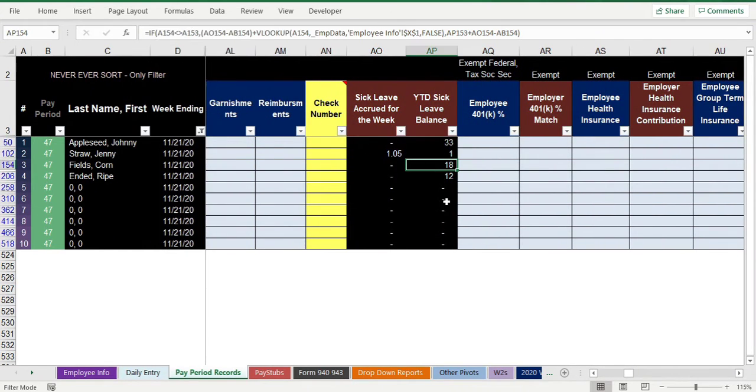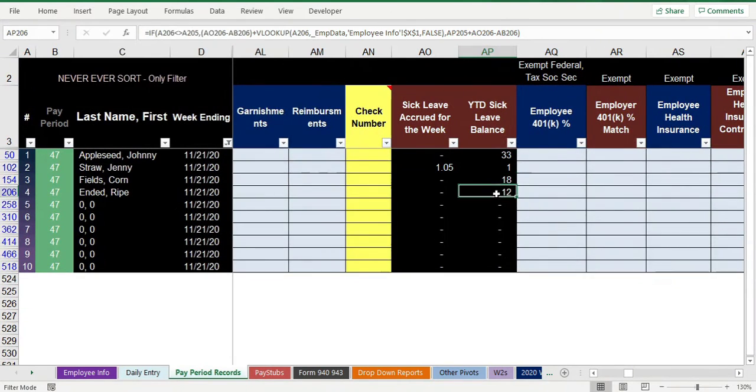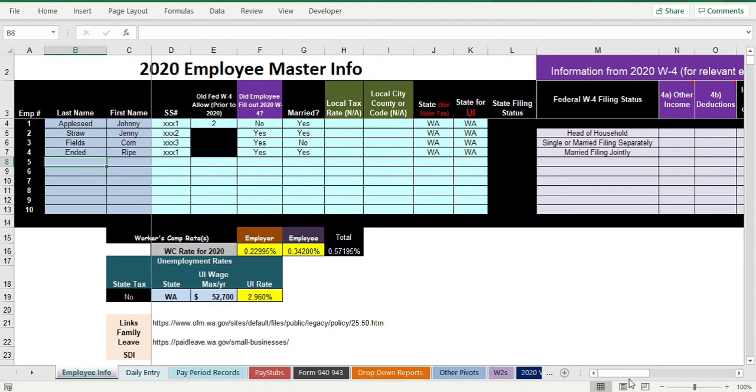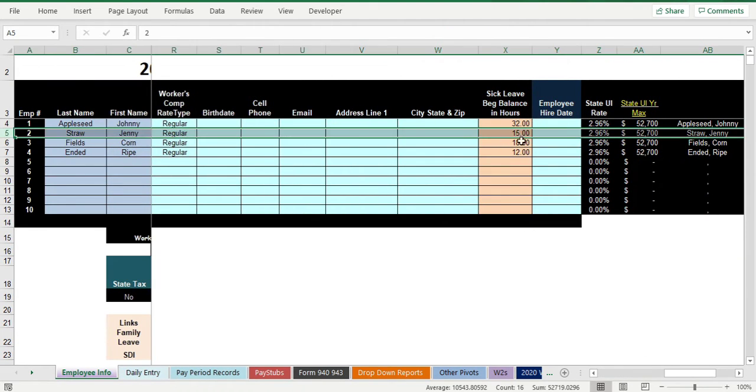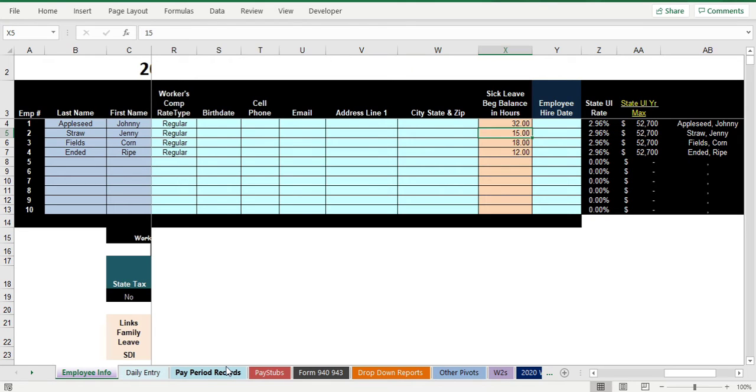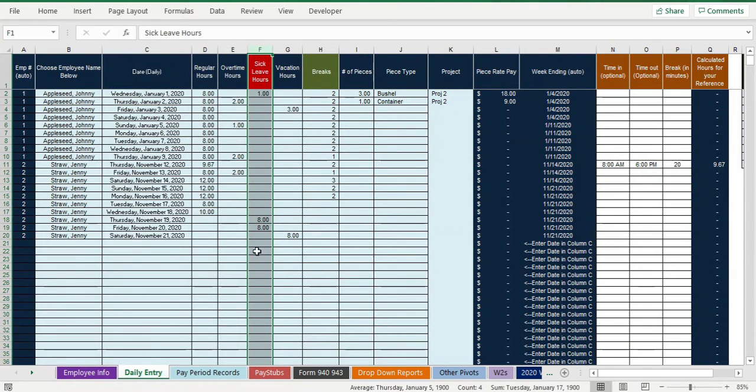Right here, it tells you the year-to-date sick hours that these people would have available. You want to see something funny? It says Jenny only has 1 hour of sick leave left. The reason why is that she started with 15 hours of sick leave at the beginning of the year. Apparently, she accrued a little bit, but we just had her use 16 of it. So that's why she has almost none.